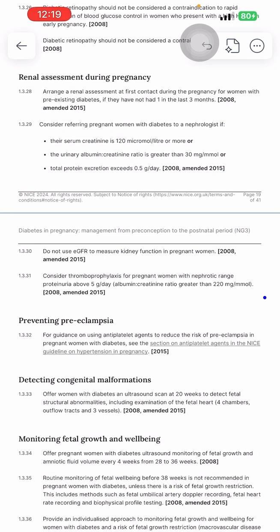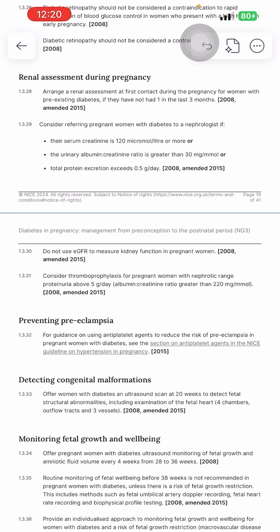So proteinuria of 5 gram per day and albumin creatinine ratio greater than 200 mg per millimole, then you have to consider thromboprophylaxis. This is also an important point and an SBA point. In patients having involvement of the kidney, you have to consider thromboprophylaxis when the proteinuria is above 5 gram and the albumin creatinine ratio is greater than 220.